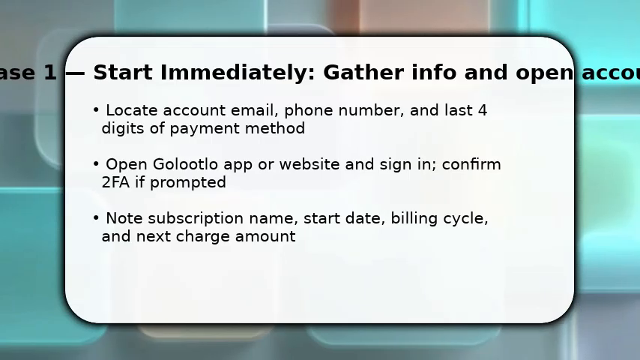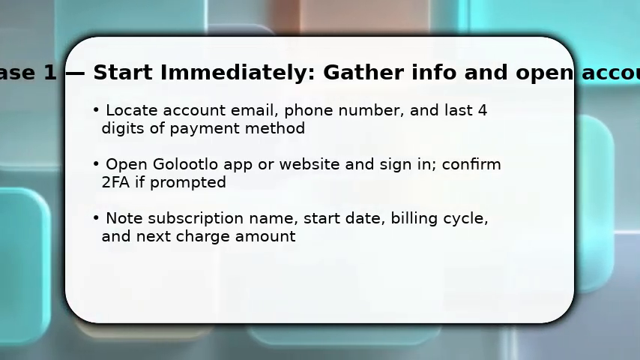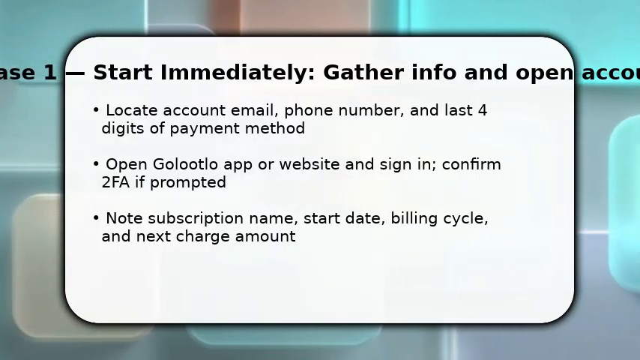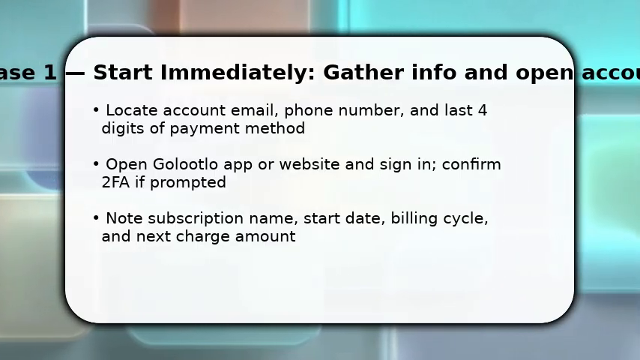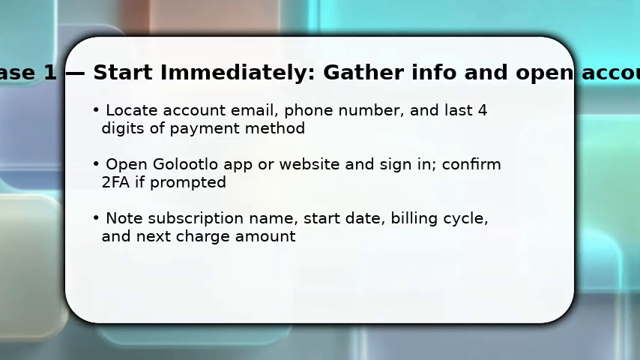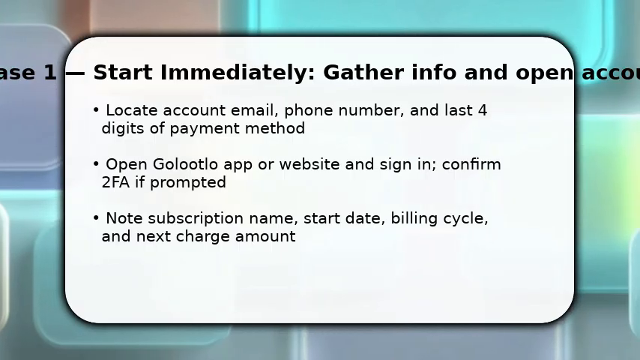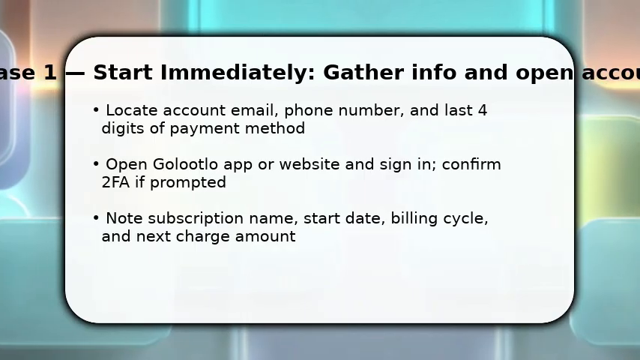You start by collecting what matters: the email tied to your Golootlo account, the phone number, and the last 4 digits of the card. Once done, sign into the Golootlo app or website. Make sure 2-factor prompts are cleared so you can access billing. Check the subscription entry, note the plan name, start date, billing cycle, and the next charge amount. This upfront info prevents delays and proves ownership when you move to cancel.